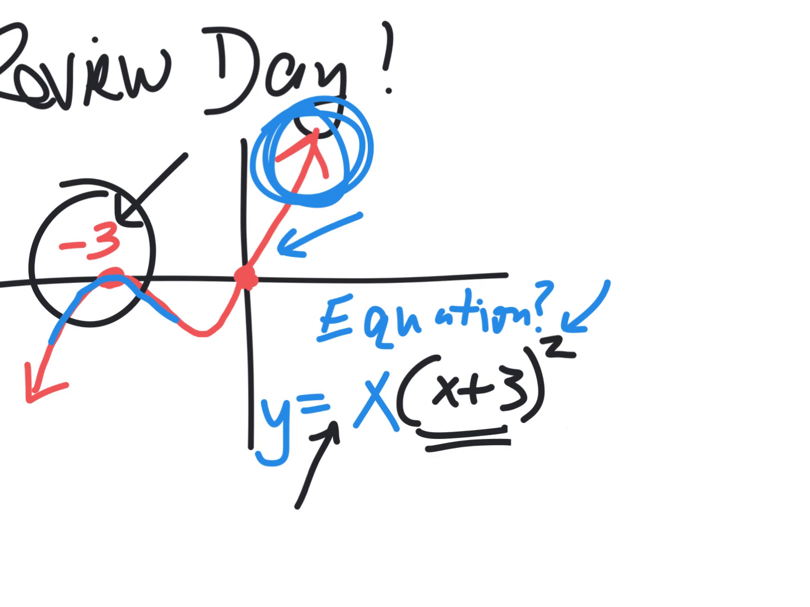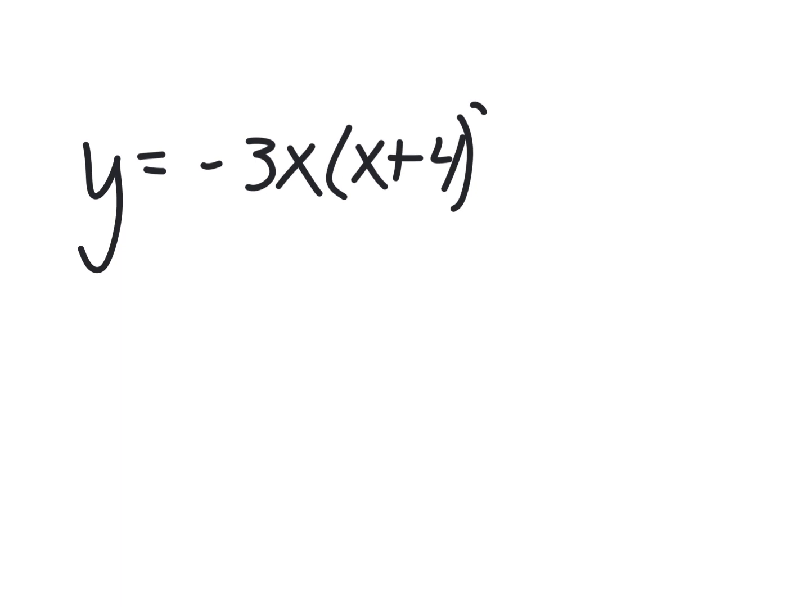All right, so let's go through a few other practice problems. So y equals negative 3x, x plus 4 squared. You should be able to tell me not an exact graph of this thing, but a sketch. I don't even care where it hits. Just, is it up or down on the right, and is it up or down on the left? And then you should be able to do the limits for it.